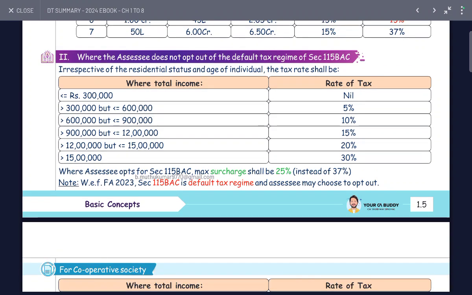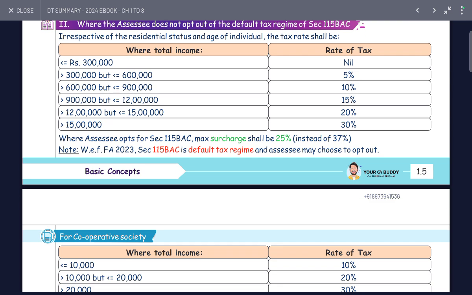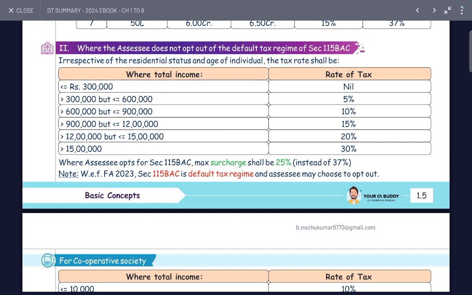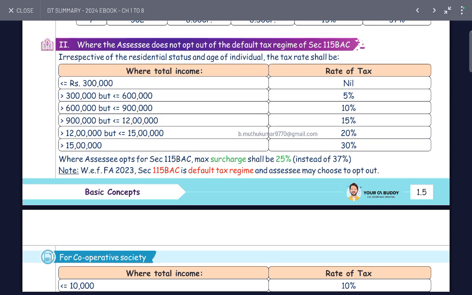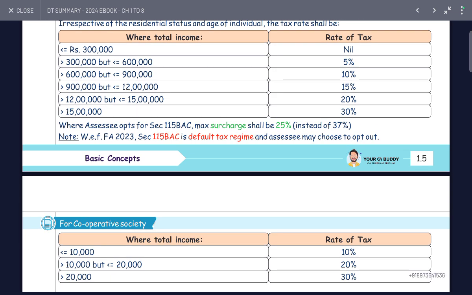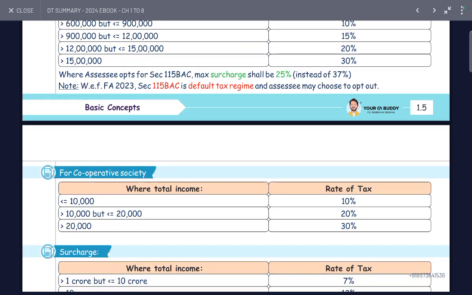Up to 3 lakhs nil, 3 lakhs to 6 lakhs 5%, 6 lakhs to 9 lakhs 10%, 9 lakhs to 12 lakhs 15%, 12 lakhs to 15 lakhs 20%, more than 15 lakhs 30%. The assessing officer opts for the surcharge and the maximum charge is up to 25%, instead of 37%. With respect to the Finance Act 2023, section 115BAC is the default tax regime, and the assessee may choose to opt out.